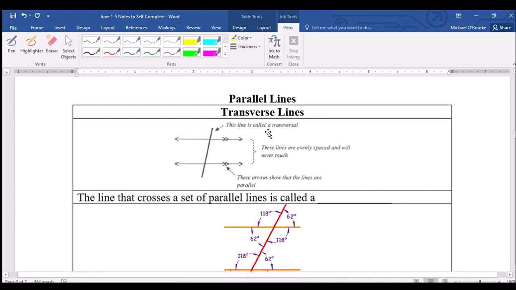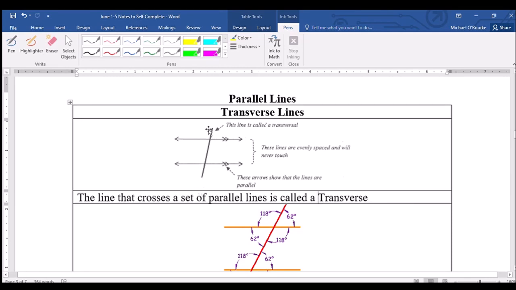So, a transversal line, okay, and I'll give away the answer right now. That's a transversal. And this is probably the one time in your life you'll use it, but that's okay because it's math and you need to know it. And your transversal will be used in different contexts throughout your life.